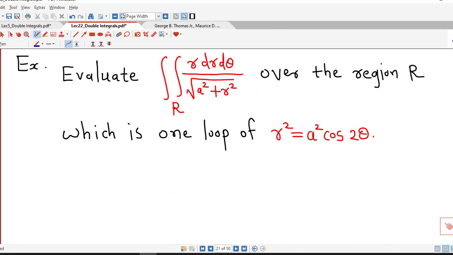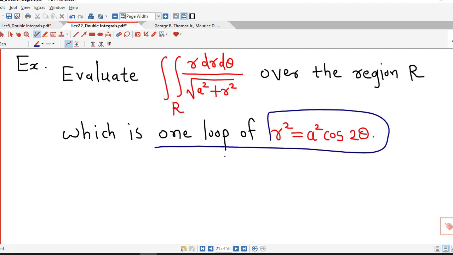Here the function is r divided by square root of a square plus r square, and the region is the region r, which is one loop of the lemniscate r square equal to a square cos 2 theta. So if we don't know the graph of this lemniscate, we cannot evaluate this double integral. So we will remember all those standard graphs of lemniscate.